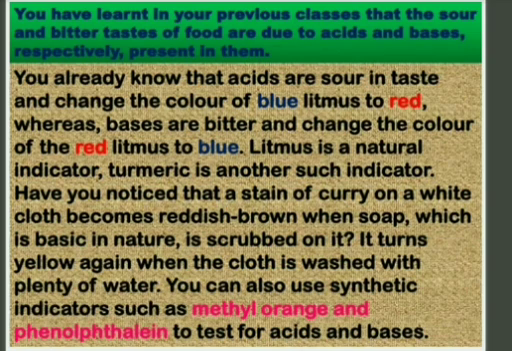Another example is turmeric, that it is a natural indicator. You must have seen a stain of curry on white cloth. It becomes reddish brown when we apply soap to it. So it turns yellow again when the cloth is washed with plenty of water.